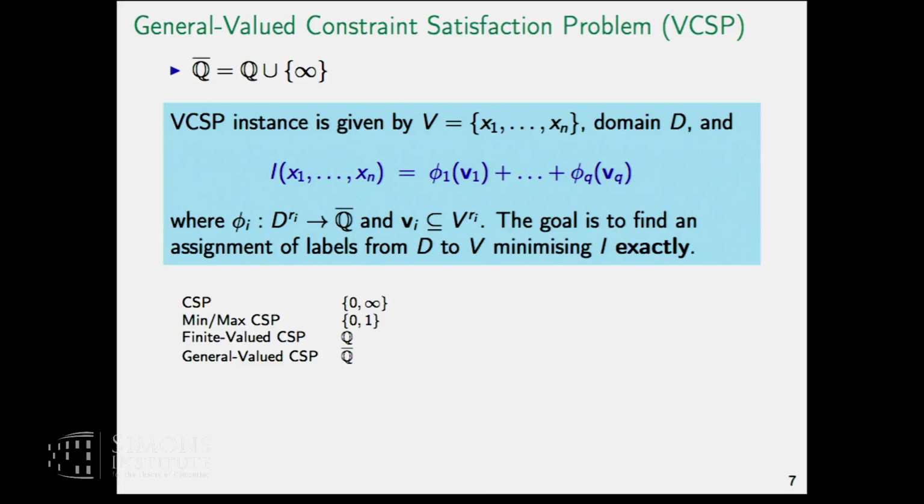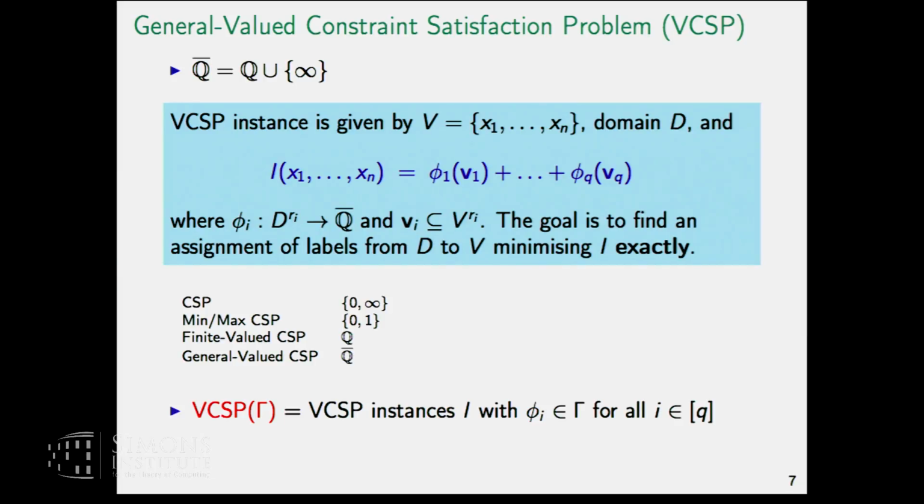Now if you vary the codomain of the functions, the phis, you get, as I said before, CSP as a special case, min or max CSP. It doesn't matter because we do things exactly. If it was approximately, this wouldn't be true. But we'll consider the case when it's Q bar, so the most general version.